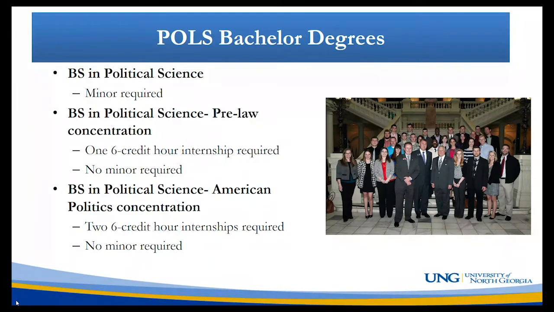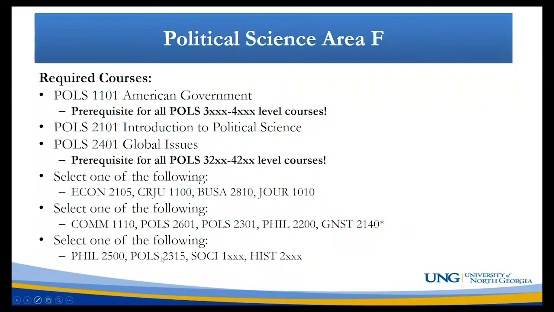The difference between these 3 is that for the BS in Political Science, you're required to have a minor. For the pre-law concentration, you're required to have a 6 credit hour internship, but no minor is required. And for the American Politics concentration, you need 2 6 credit hour internships, but no minor is required here as well. So these are the basic differences between the different Bachelor of Science in Political Science degrees. For the required courses in area F for the BS in Political Science, first and foremost, it's American government, and we recommend that you take American government as soon as possible because it's a prerequisite for any 3,000 to 4,000 level courses in the department.